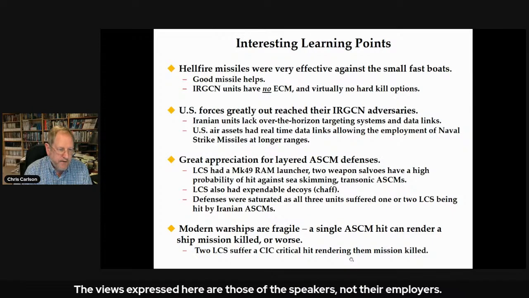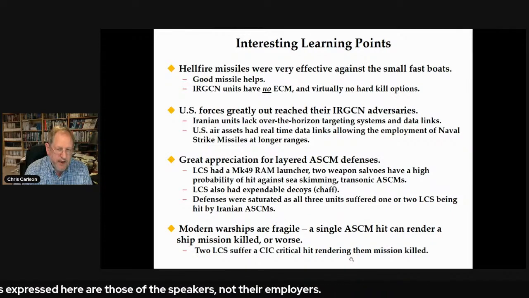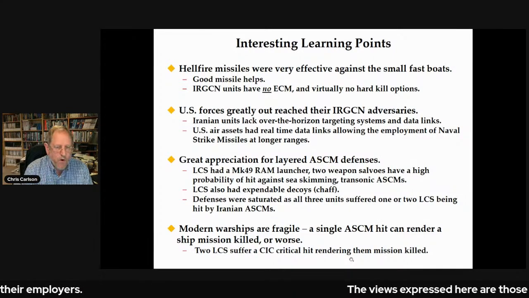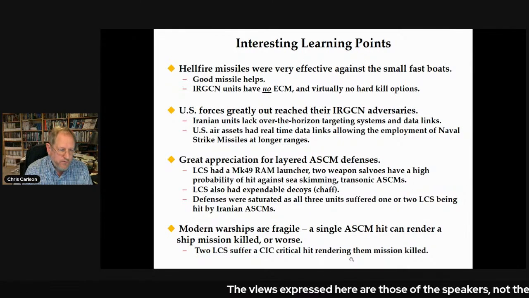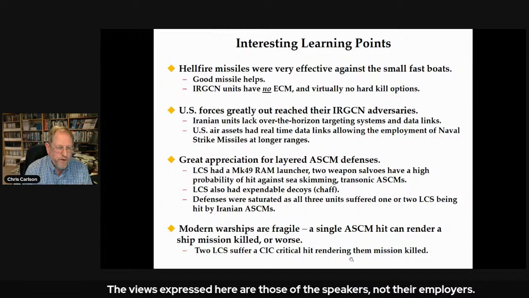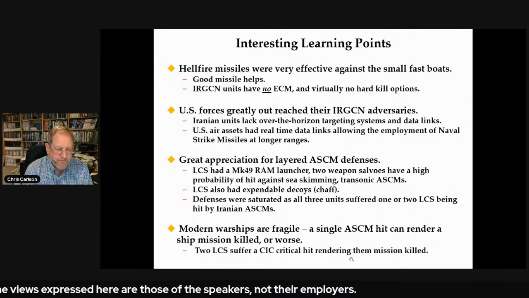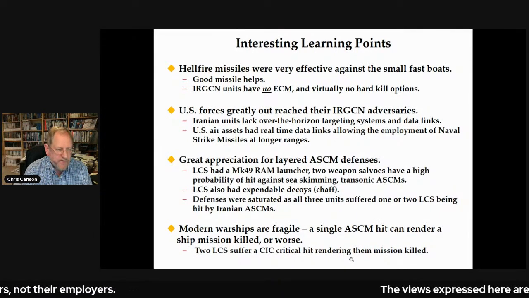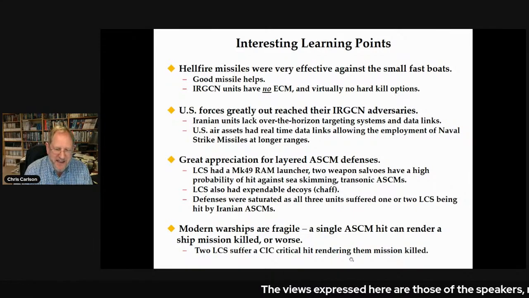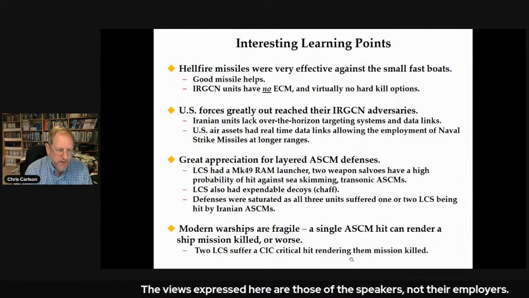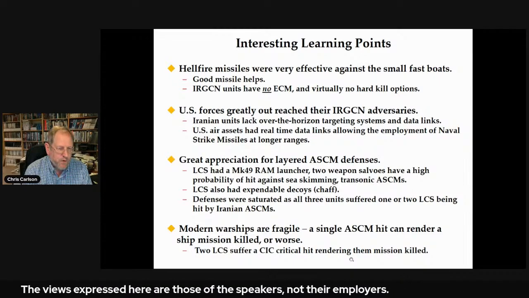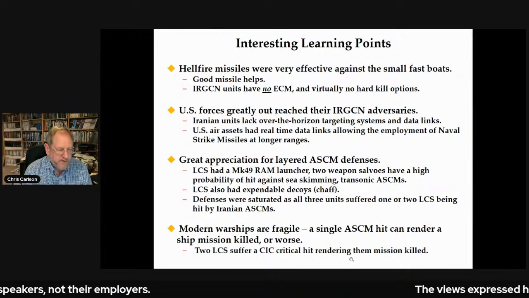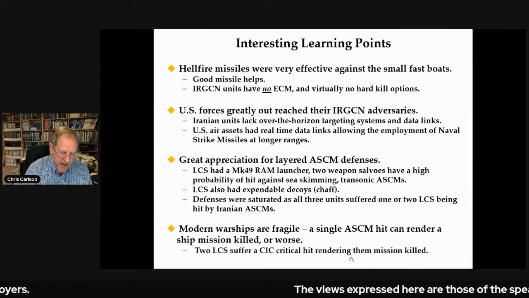And all three units had saturation attacks come in, and all three units had at least one LCS be hit. One unit had an LCS that got hit by 2 Noors, and that one was in a real bad state of affairs. Another thing that the students found out very quickly, and we talked about this at length because some of them are reporting to an LCS, is that a single anti-ship cruise missile can render a modern warship mission killed or worse. Of the units, 2 LCSs had a CIC critical hit that completely took it out of the picture.